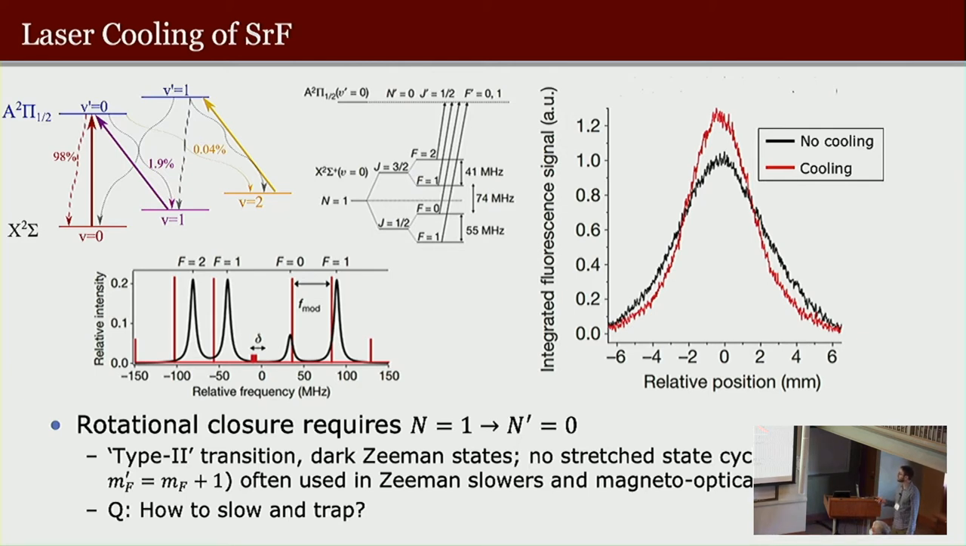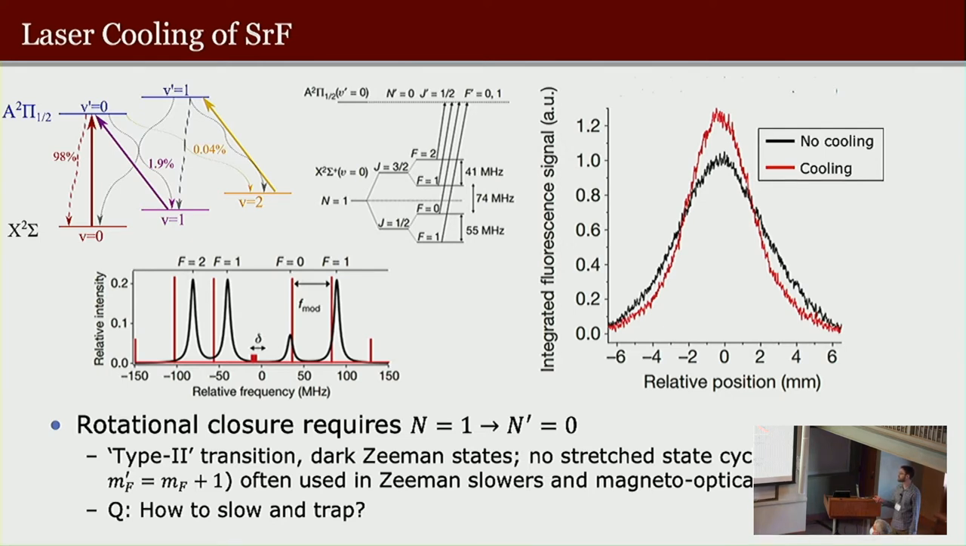Another thing I'll point out here is that in order to avoid rotational branching, or in order to have rotational closure for molecular systems, typically we drive transitions from an N equals 1 state to an N equals 0 state. Otherwise, if you drive from N equals 1 to N equals 2, let's say, you can fall to N equals 3, you can fall further, and all of those also have vibrational states, it would be a huge mess. So just for rotational closure reasons, we drive N equals 1 to N equals 0.